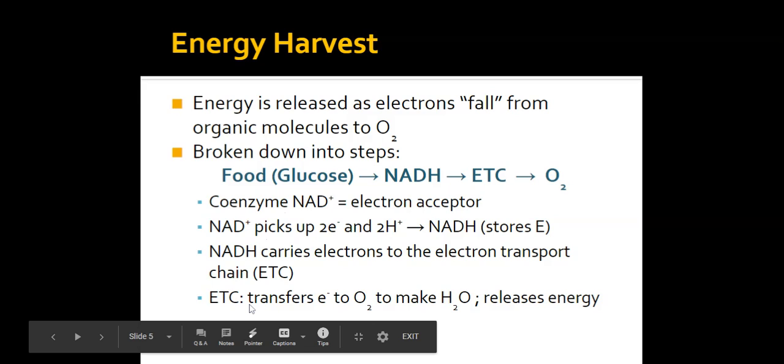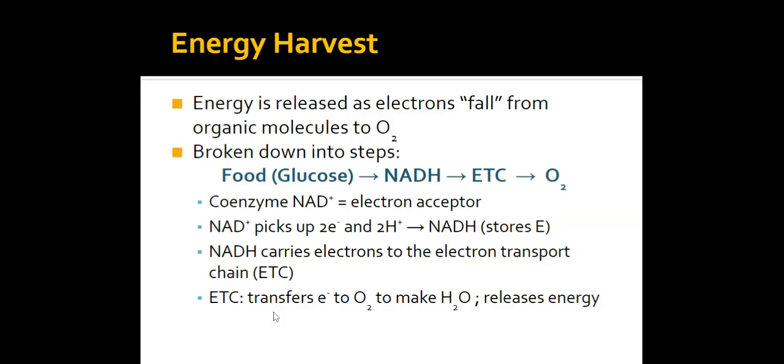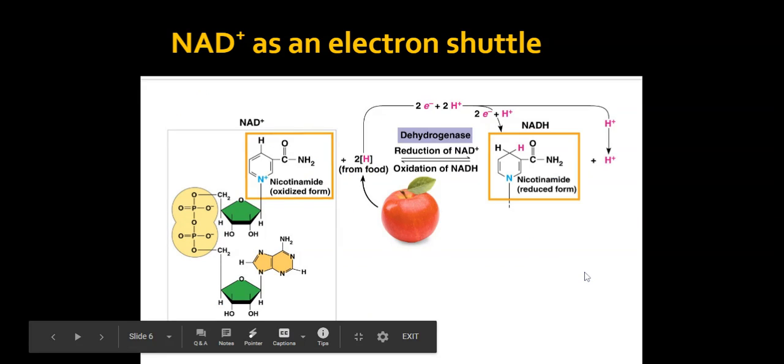Once we get to the electron transport chain in this whole process, ultimately those electrons are going to fall, quote unquote, as we'll demonstrate in a moment, down to our oxygen molecule to make our water, thus releasing some energy.